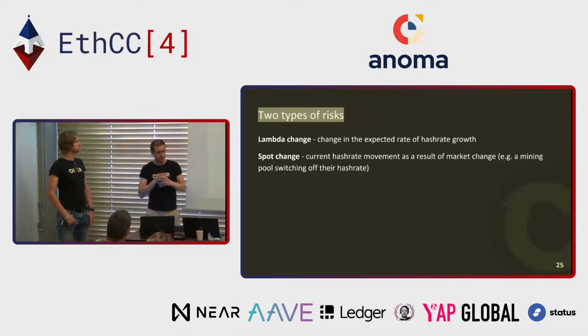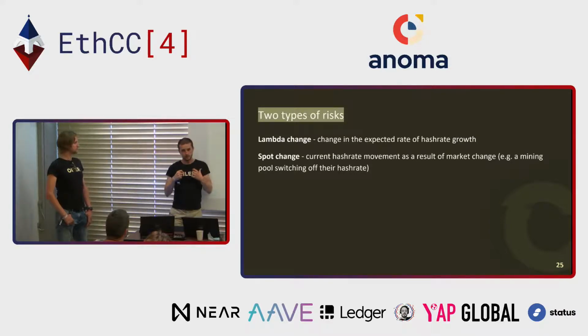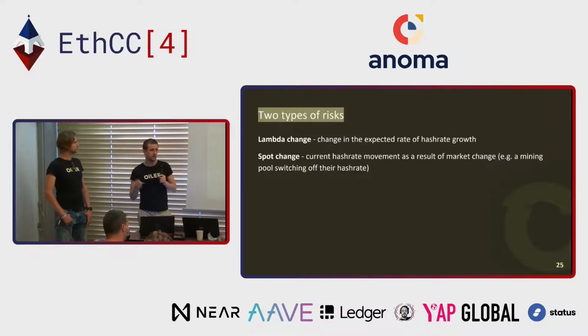And again, what are the two types of risks? One is the lambda change, so the change in the actual long-term behavior of the curve, how the hash rate changes over time. The second is the spot change risk. This is the short-term hash rate drops, the immediate reaction to the market change of the difficulty, and practically this is the kind of risk that the pool acquires if somebody trades against the pool. So the liquidity provider has exposure to these risks, and through the pool, there is a requirement to really manage the spot change risk.